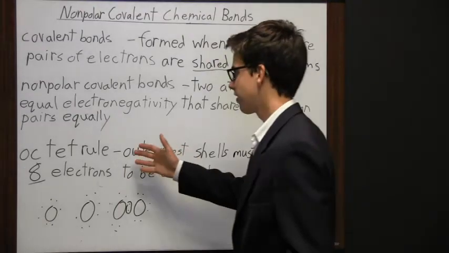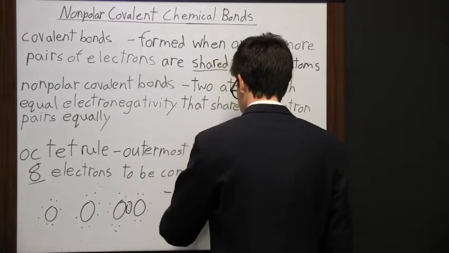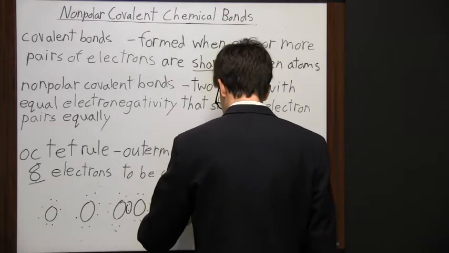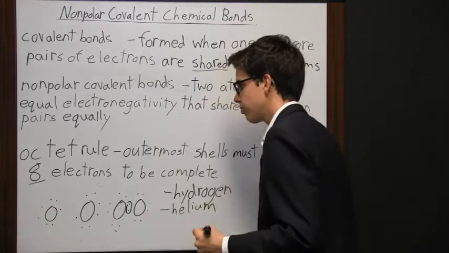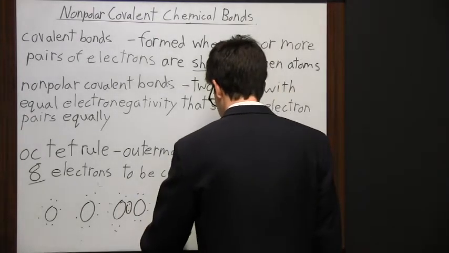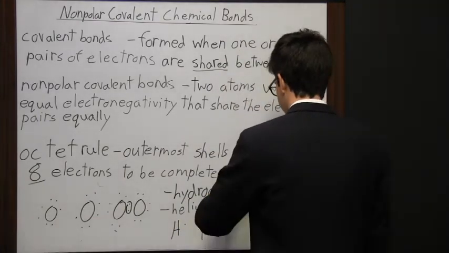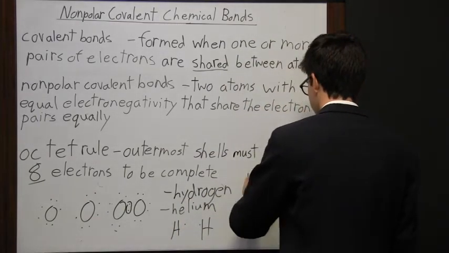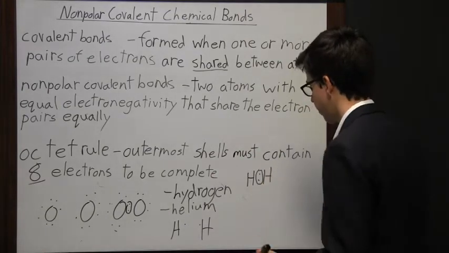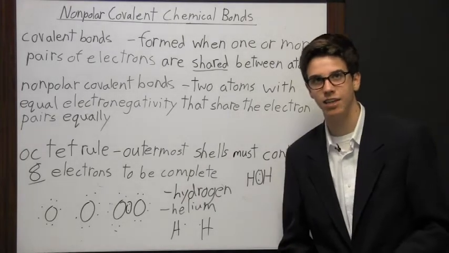Now there is an exception to the octet rule, and that is with hydrogen and helium. These only need 2 electrons. So say we had hydrogen, it has 1 electron, and we have another hydrogen with 1 electron. They can come together and share that electron pair equally between them, and now they have all the electrons that they need.